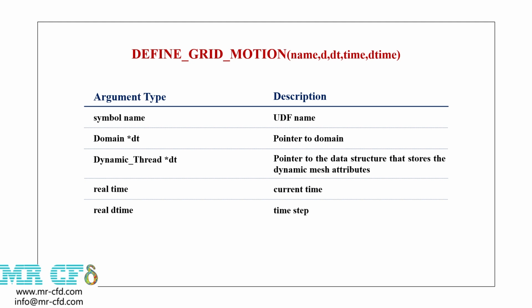This macro is represented using 5 arguments. The first argument indicates the name of the desired function. The second argument is a pointer to the computational domain of the model. The third argument is a pointer to a data structure that stores the specifications of the dynamic mesh. These specifications are determined by the user or calculated by ANSYS Fluent software. The fourth and fifth arguments are respectively representative of the current system time and the model's time step.